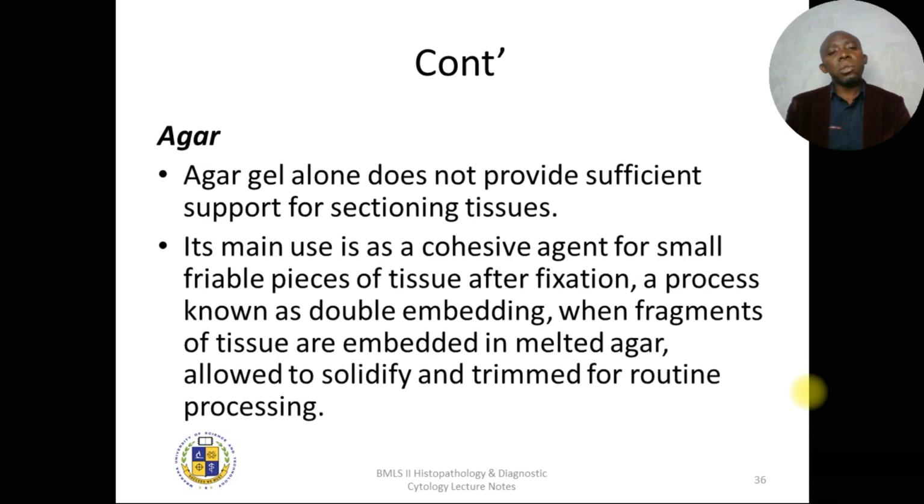Another medium that we can use is the agar gel, and the agar gel alone does not provide sufficient support for sectioning tissues. Its main use is as a cohesive agent for small friable pieces of tissue after fixation, a process that we call double embedding. When fragments of the tissues are embedded in the melted agar, they are allowed to solidify and trimmed for routine processing.